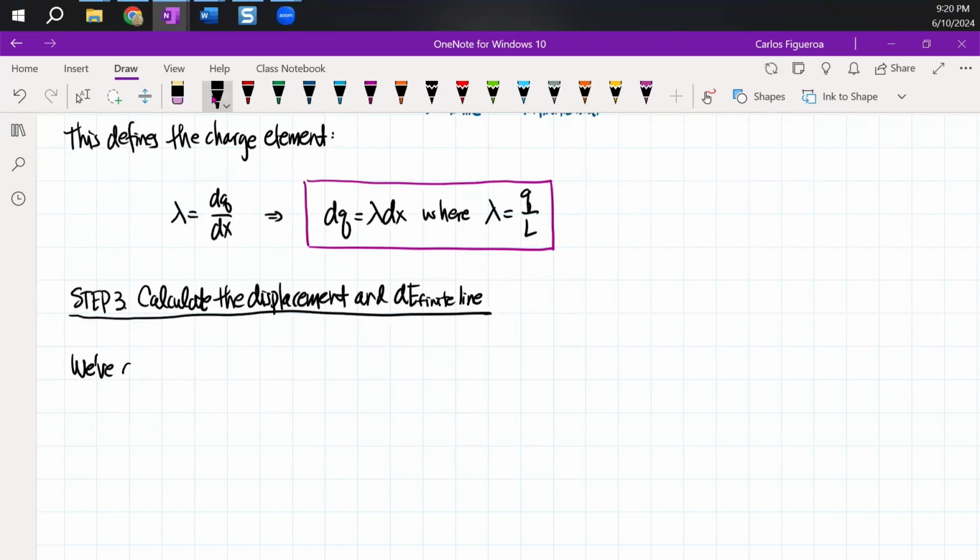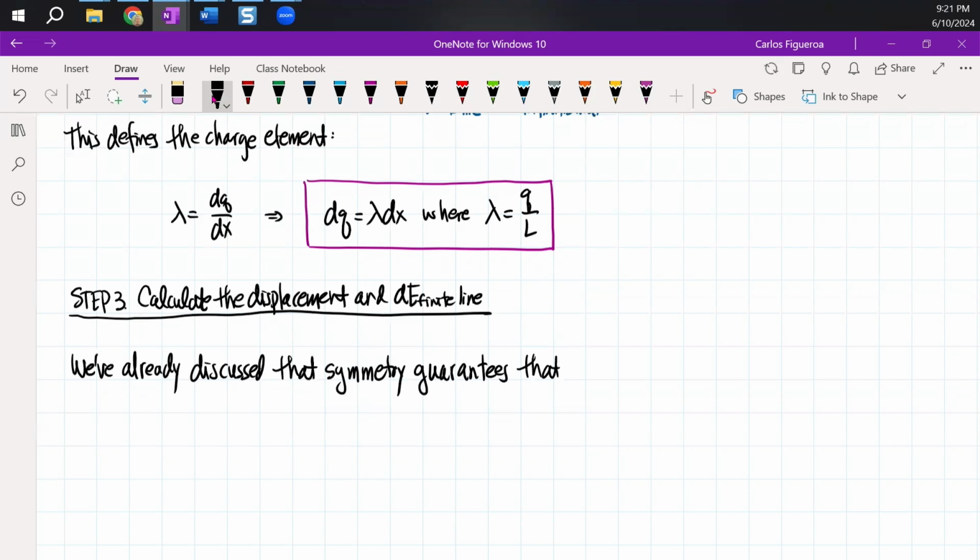We've already discussed that symmetry guarantees that the dE finite line field only has a y component. Even though we didn't show this before, let's do this anyways.